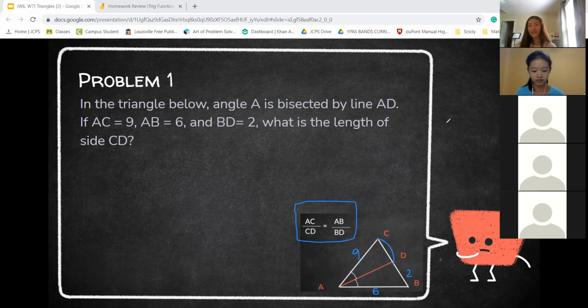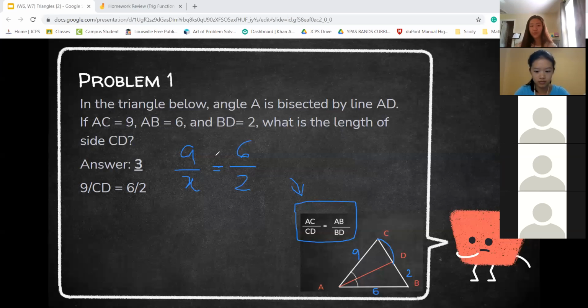Okay, so a bunch of you said it was 3, and you are correct, I think. Yes, because now I'm just going to substitute values into this proportion. So AC is 9, CD is my X, equals AB is 6, and BD is 2.